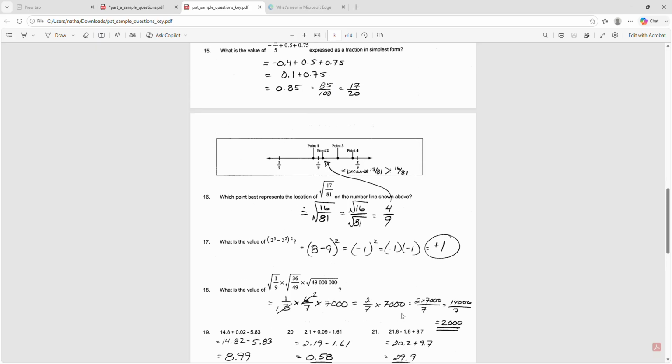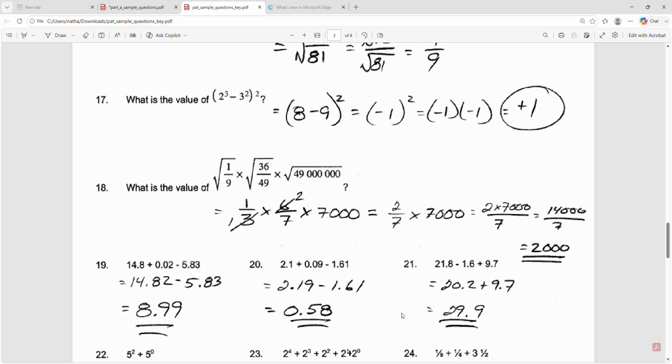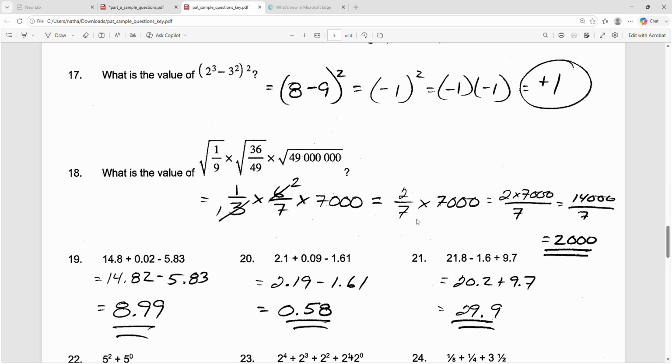Okay, so very much the same. I did a little bit more moving stuff around, in a way that I thought might be easier for you to see, but you can see they've done the same thing. 1/3 times 6/7 times 7,000. Here we divided the top by 3 and the bottom by 3, leaving me with a 1 here and a 2 here. And then if we multiply it all together, we've got 1 times 2 is 2, 1 times 7 is 7, so 2/7 times 7,000. Then they wrote it in this form, 2 times 7,000 as 14,000. 14,000 divided by 7 is 2,000.